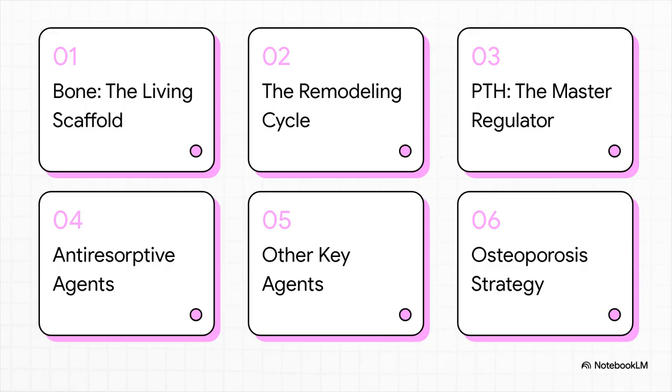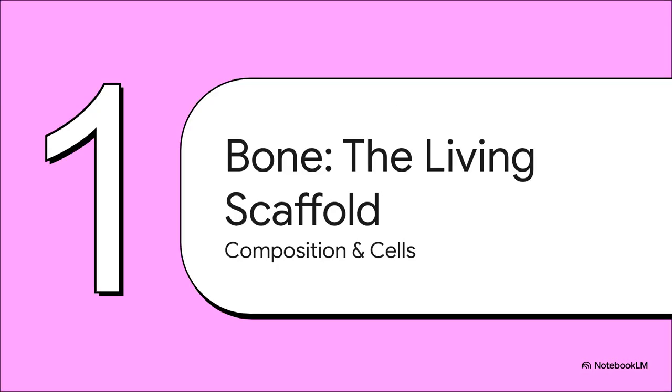We're going to start with the absolute basics, what bone is made of and the cells that live there. Then we'll see how those cells work together in what's called the remodeling cycle. From there, we'll meet PTH, the body's master calcium regulator, before getting into the core pharmacology, the drugs that slow bone loss, some other key agents, and finally, we'll see how it all comes together in a real-world treatment strategy for osteoporosis.